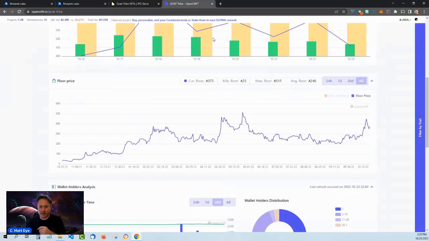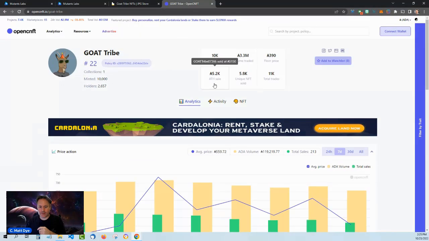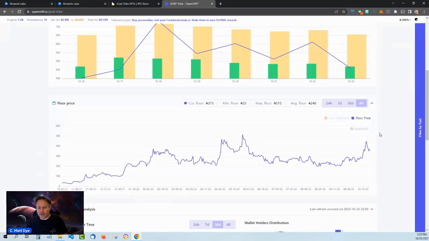You can see Goat Tribe's all-time high sale at 5,200, and I think that they're going to break that pretty soon. Now, when I say soon, it could be a month, could be 5 months, but I think that they're going to start getting on that train as well. And you can see this accumulation here. Now price is starting to push up. If it pushes back over that 450 level, I would expect 500 to be broken and just keep running through.